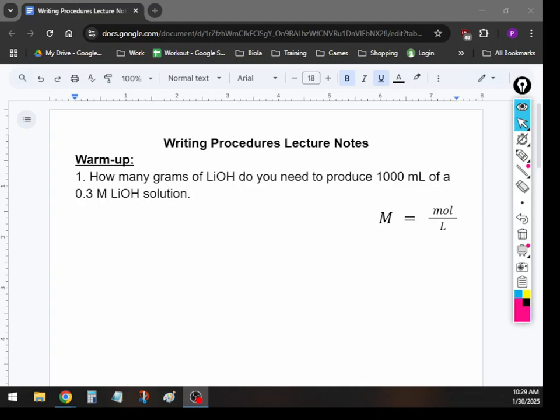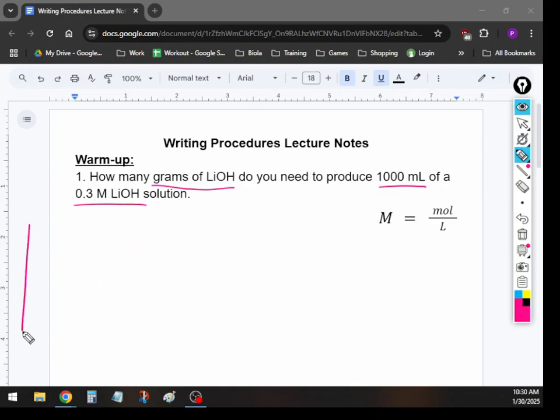Okay, make sure you guys are writing this problem down because we'll be using this warm-up for our first practice problem, or the new thing that we're learning. So in this problem, it's asking us to find how many grams of LiOH you need to produce 1,000 milliliters of a 0.3 molarity LiOH solution.